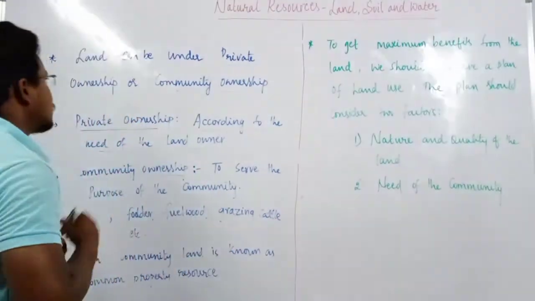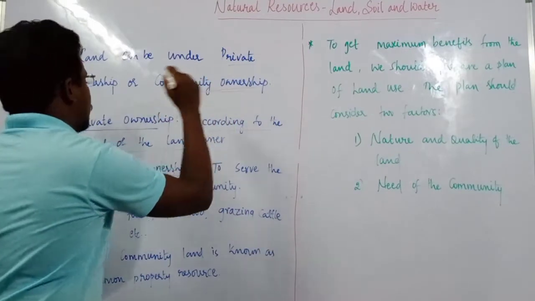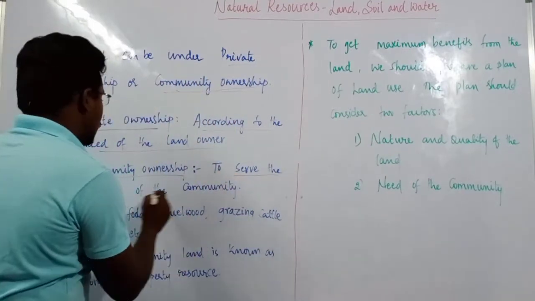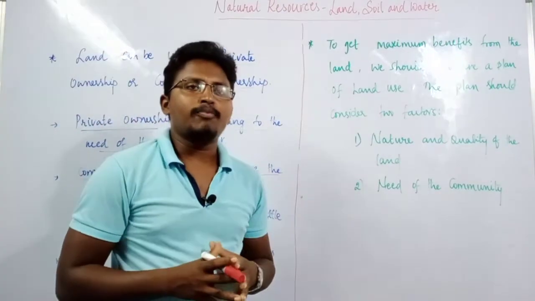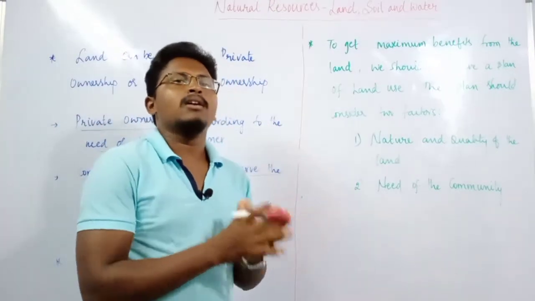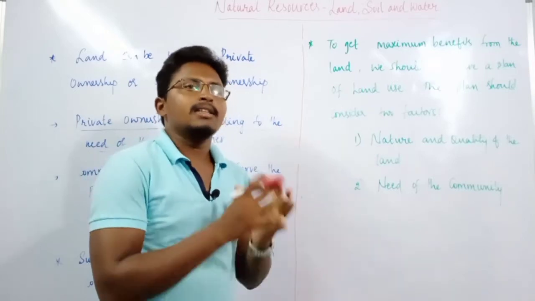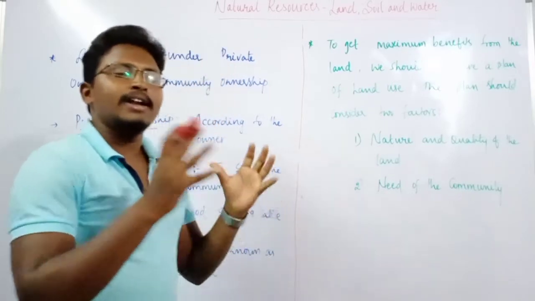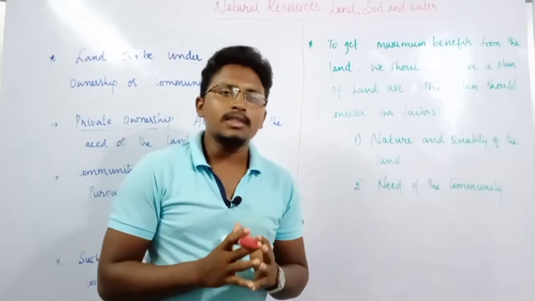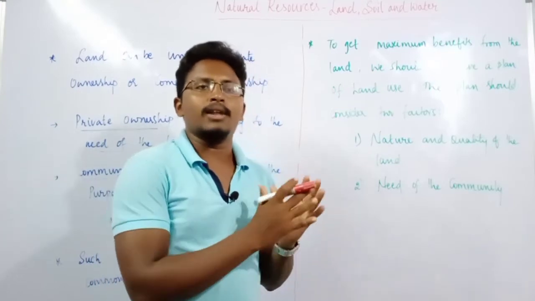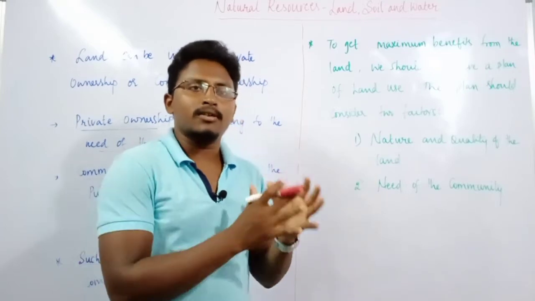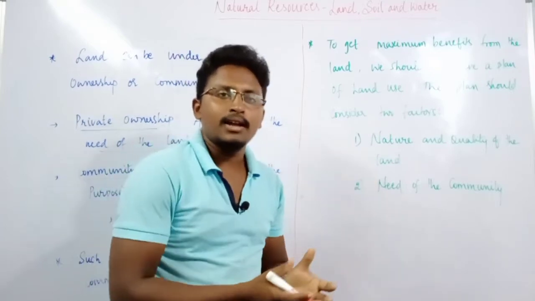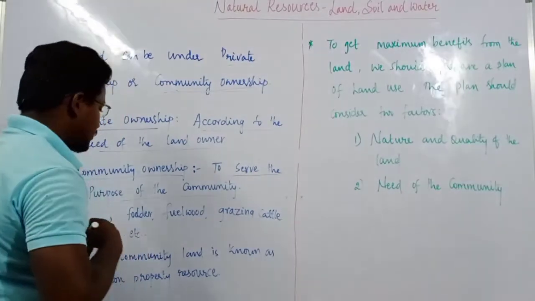But if the land is community ownership, then it is used to serve the purpose of the community. That means, for example, if a group of people or village people own a particular land, they use it for the entire community. They will not think about one family's purpose. They usually think as a community, as a group, about what they would like to do with that land. So sometimes this can be used for fodder.